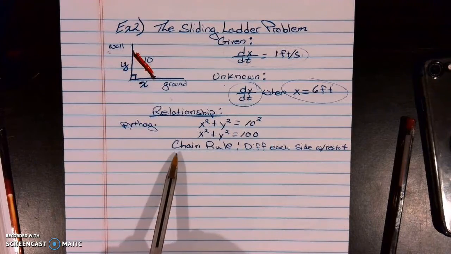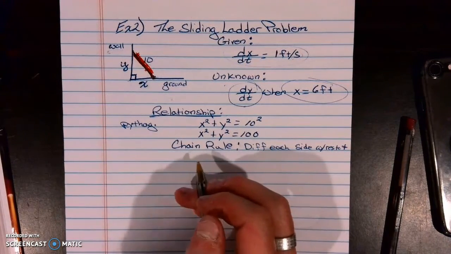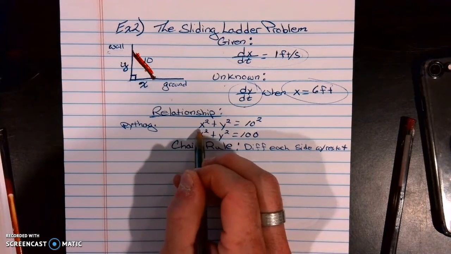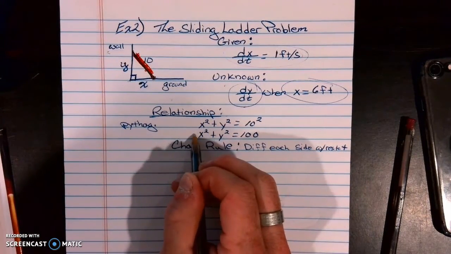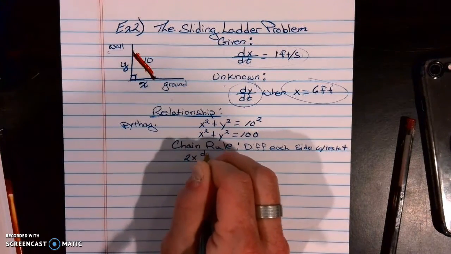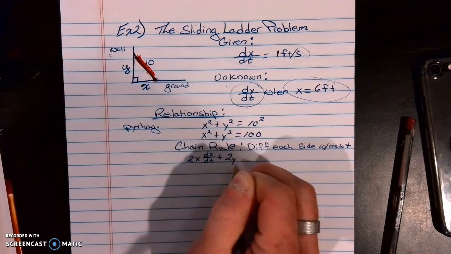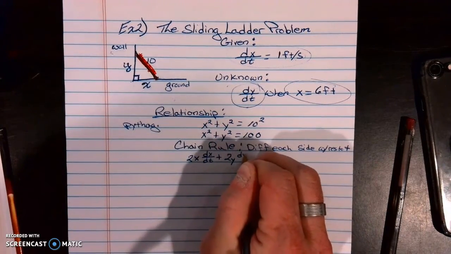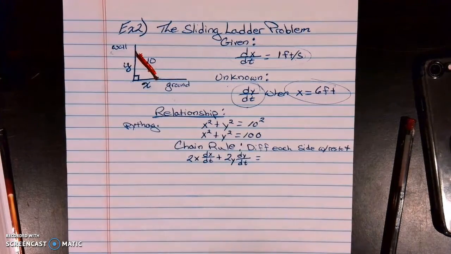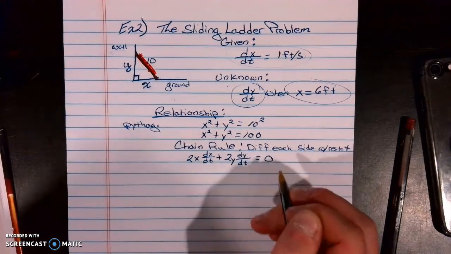Now we're going to differentiate using the chain rule, just like we did in the previous problem. And when we differentiate using the chain rule, remember when we take the derivative, we put the 2 down in front and then subtract 1. So we're going to have 2x dx/dt plus 2y. We're differentiating this with respect to y, so that's why it's dy/dt, equals, and if I take the derivative of 100, the derivative of any constant is in fact 0.